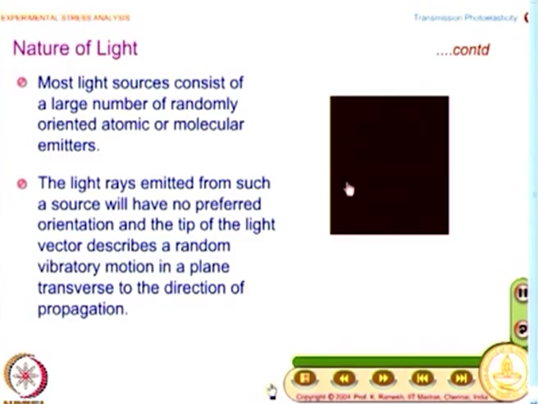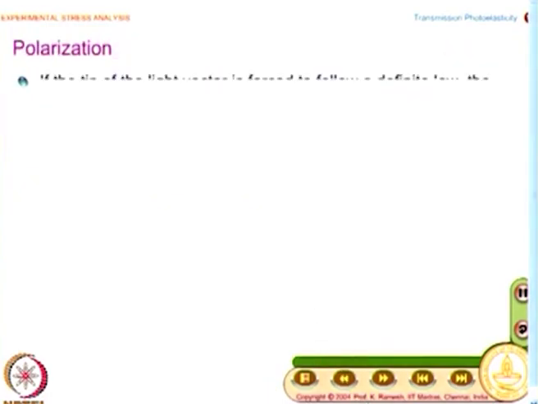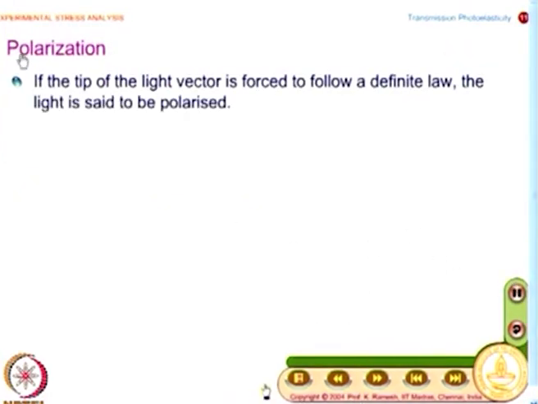So, a natural light source will have light emitting in this kind of arbitrary direction; the magnitude as well as the orientation changes. Suppose I constrain the tip of the light vector in a preferred manner, then I call that light polarized. So, that is why you need polarization, because I need to have a constant property of incident light. I should have complete understanding of the characteristics of the incident light.